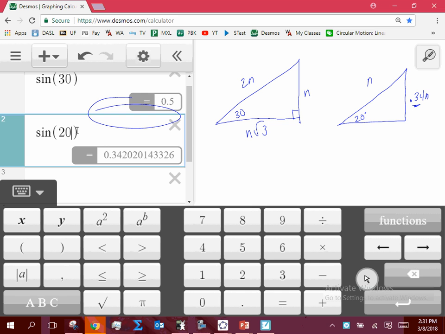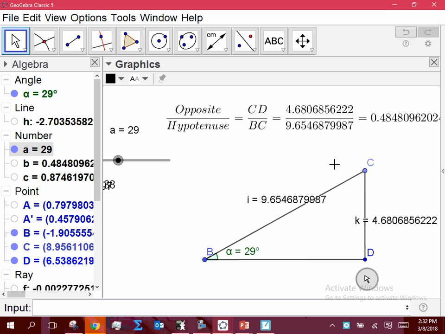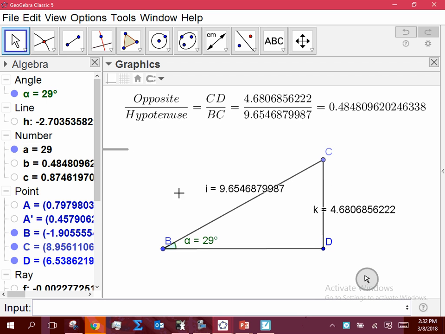For the same reason, 20.2345 is going to be another angle, and it gives me another ratio of side lengths. Okay? Does that kind of make sense? So these ratios are simply taking the quotient of sides of the triangle. Okay? It's got to be in a right triangle. That being said, let's deal with a question.